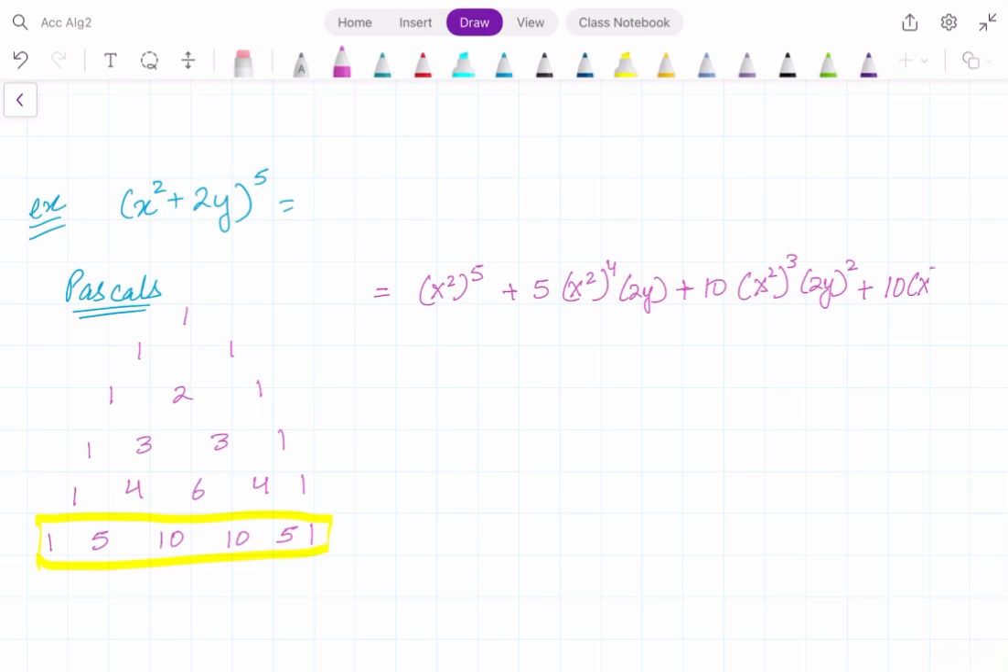So the next coefficient is 10. So 10 times a to the power of 2, b to the power of 3. Then we have 5 as the coefficient, a to the power of 1, b to the power of 4. And finally, a will reduce, so a to the power of 0, which is just 1, and b to the power of 5.